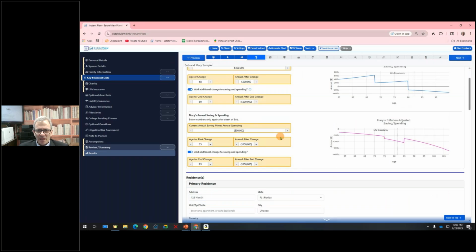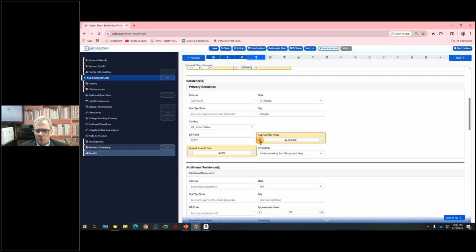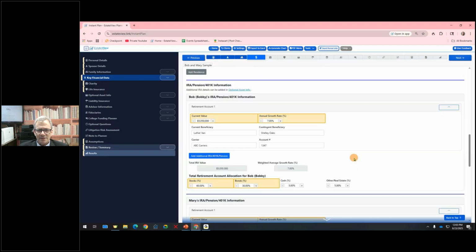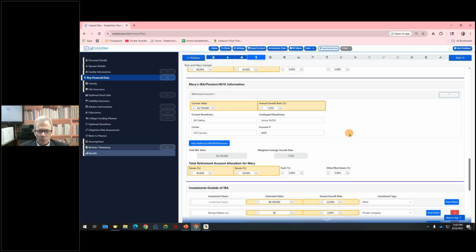Now, after Bob dies, we expect that Mary will be spending a net of $50,000 a year till she's 75, and then after that, $150,000 a year. Their home is worth $2 million. They expect that it's going to be growing at 4.5%. And he's got a $5,050,000 pension account growing at 7.5%. She's got a $2,750,000 pension account growing at 7.5%.